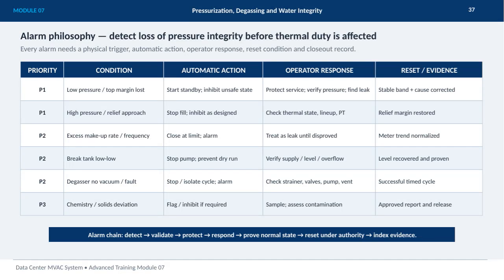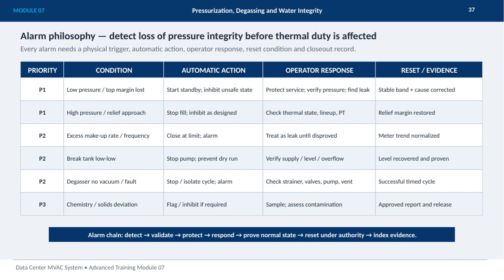This slide covers the alarm philosophy for maintaining pressure integrity in the Data Center MVAC system. The key idea is to detect loss of pressure integrity before it affects thermal duty. Each alarm is designed with a clear structure. It needs a physical trigger, an automatic action, an operator response, a reset condition, and a documented closeout record.